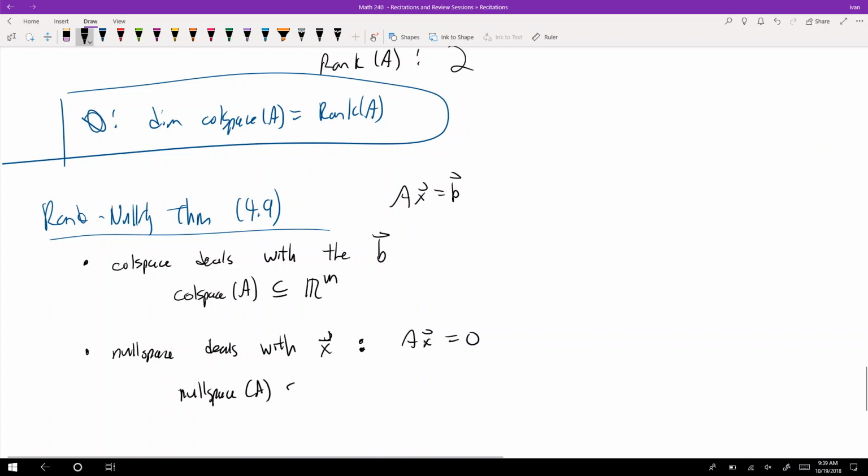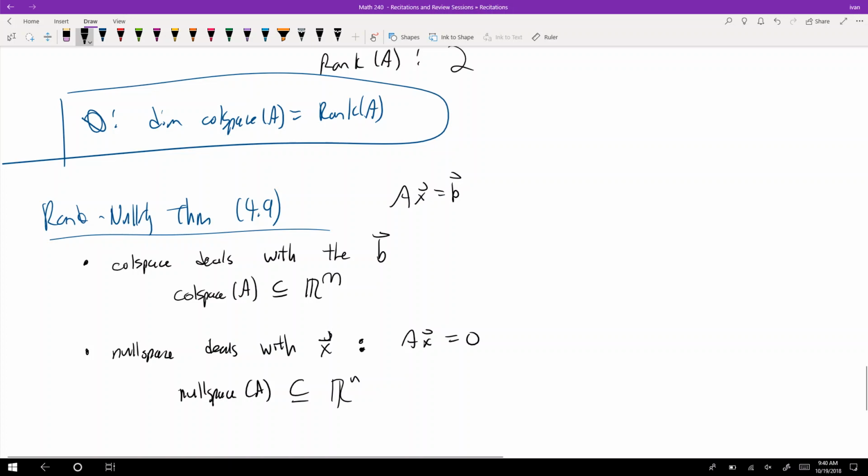And the null space of A is a subspace of what bigger vector space? Rn. Right? And that's because we care about the x's, and the x's are n by 1. Okay, so what does this even deal with? Well, we have to tie these together somehow, right? The column space is a subspace of a completely different, bigger vector space than the null space is.